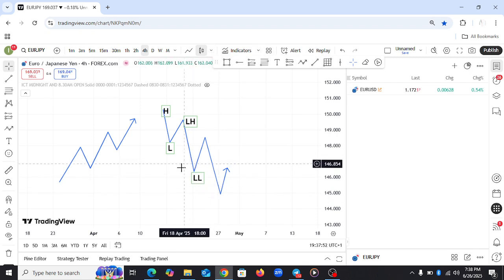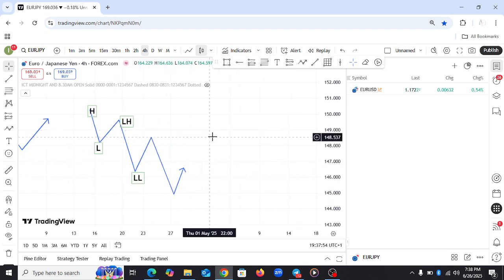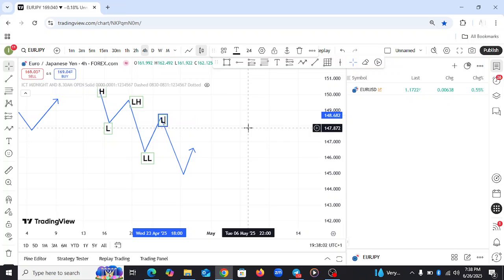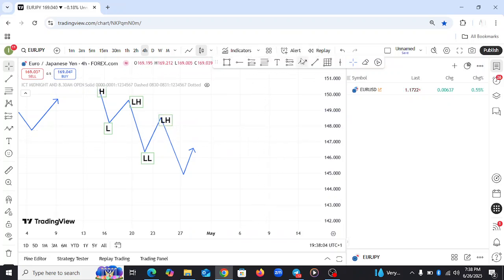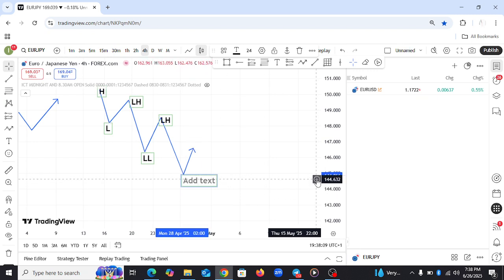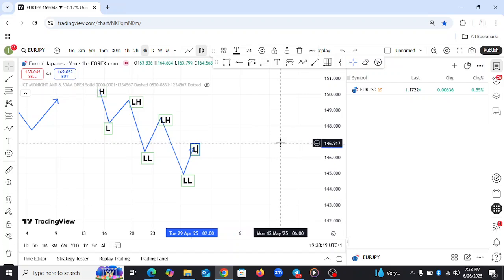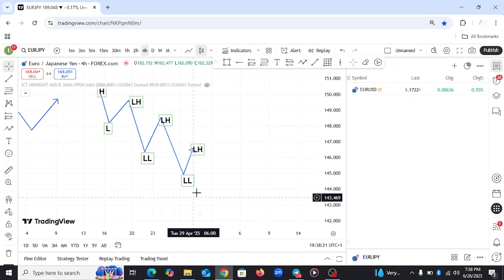By the way, LL stands for lower low, LH stands for lower high. Then we have the next high created, which is also lower than the previous high, creating a lower high. So we just do that basically, and that's the basic and simplest form of a downtrend. In this case, this is a lower low, and then this will be called a lower high. This is the scenario for a downtrend.